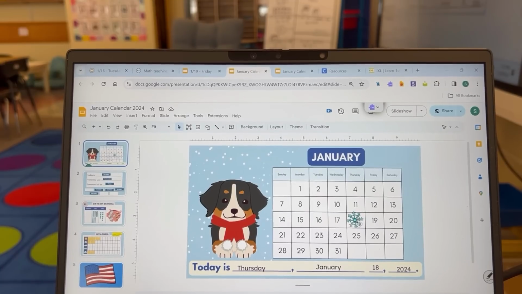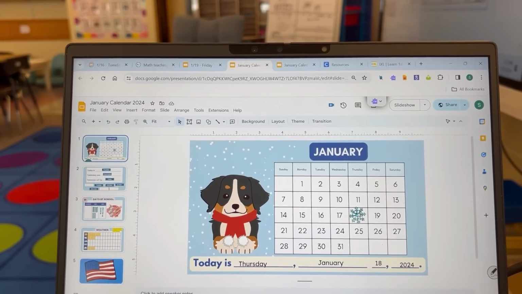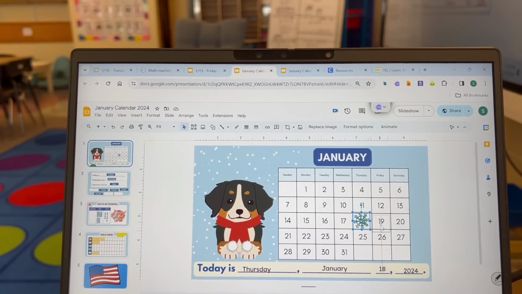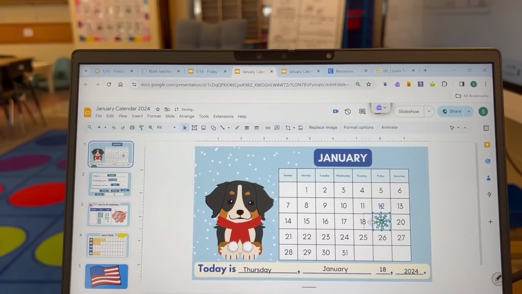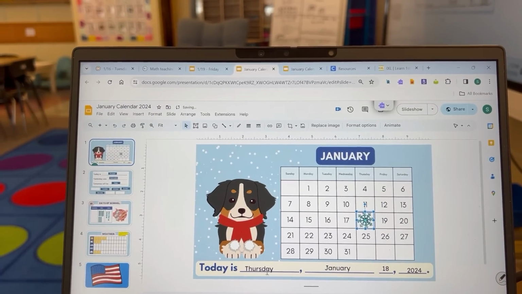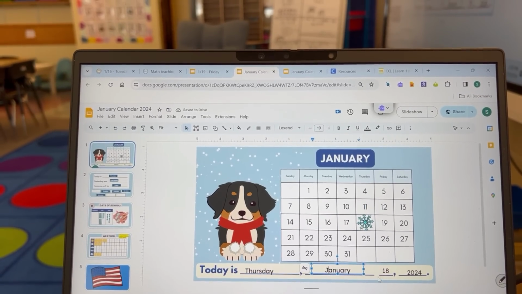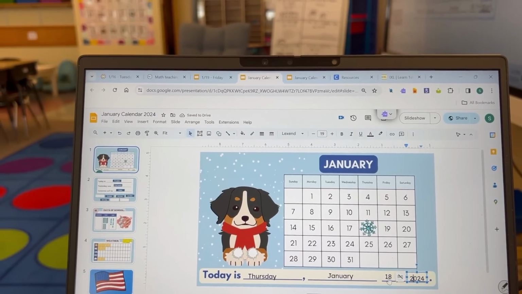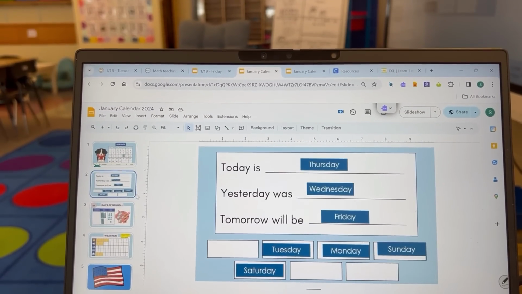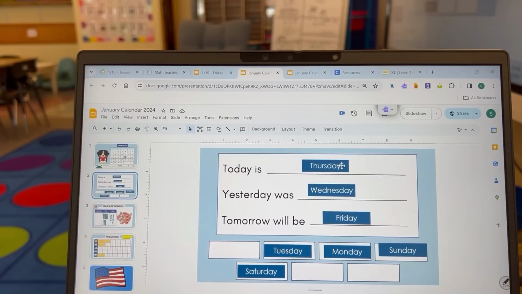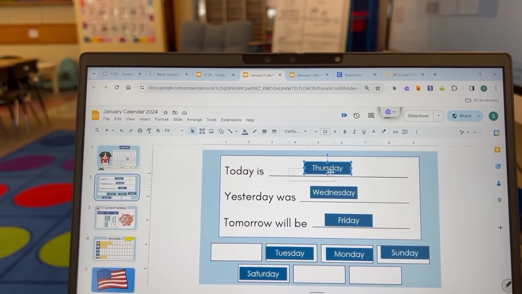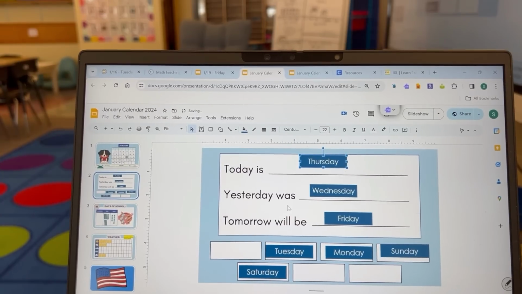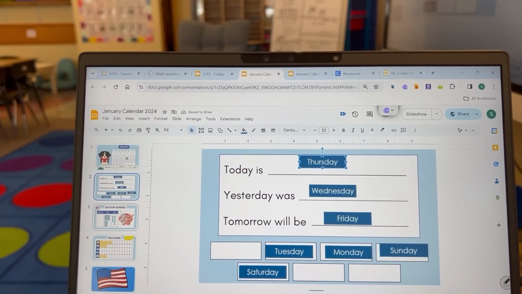My calendar helper comes up to the board. We always have a little movable object, and they have to see where they're going to move the snowflake. So they're going to move it to 19. And then we'll say, is today Thursday? No, it's Friday. It's still January. It's the 19th, and it is 2024. The next slide, we just move these. If today is not Thursday, we'll change it to Friday. And then what was yesterday? What will tomorrow be? And so on.